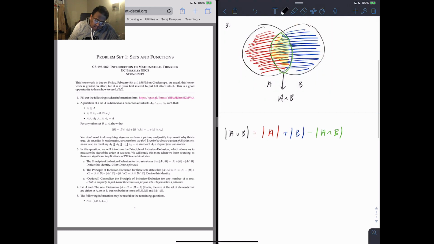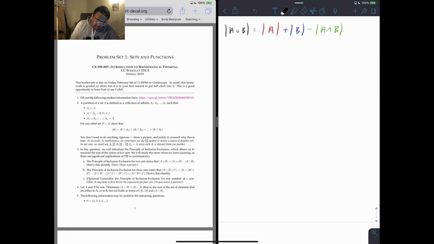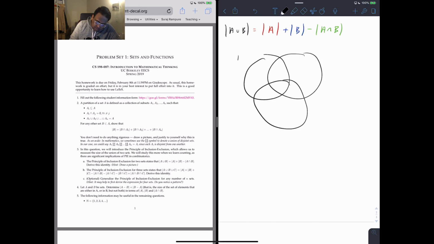Okay, now let's look at the case when we have 3 sets, A, B, and C. And we have the same problem, right?